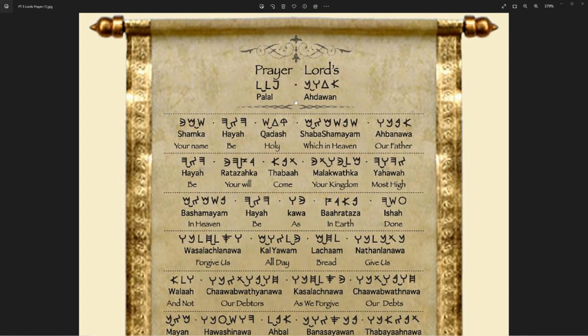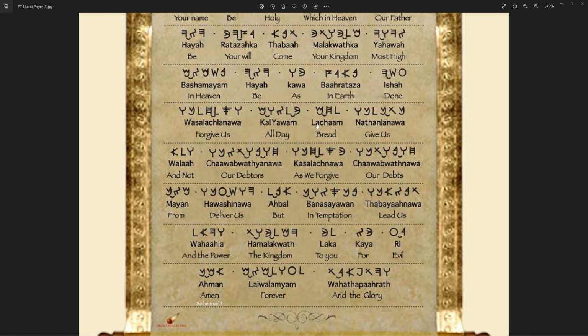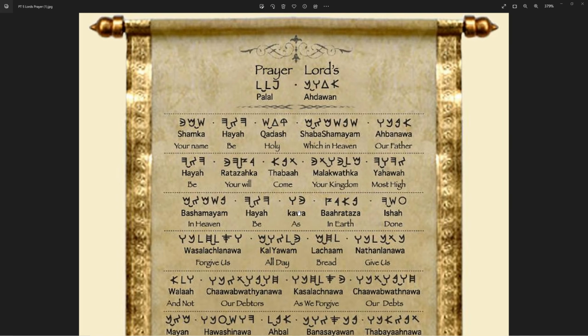And you can just practice saying it. I may have messed up a few times, but you just pretty much sound each character out. All right, so it's Abanawa. You read from right to left, but in the English transliteration, you really read from left to right. So Abanawa, our Father.